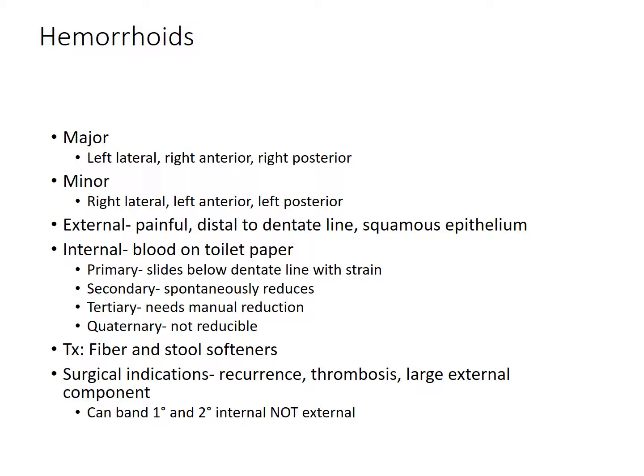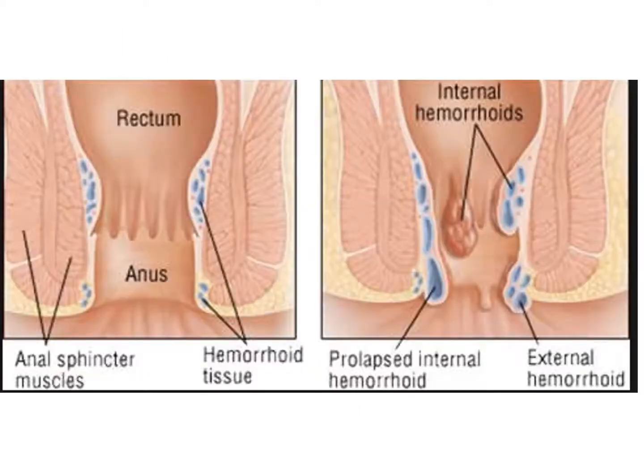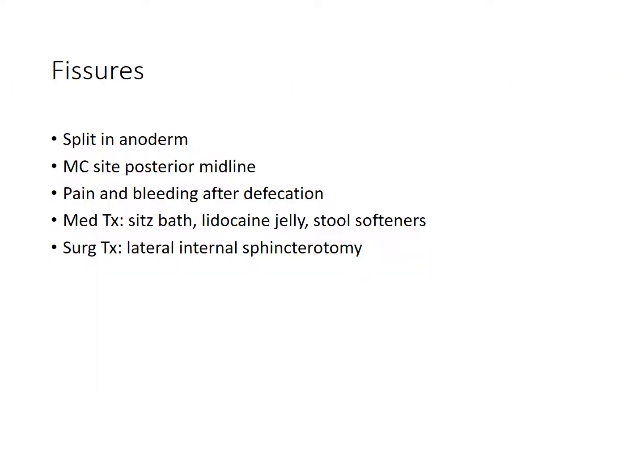Initial treatments, fiber and stool softeners, just try to decrease the pressure required to defecate. Surgical indications for recurrence, thrombosis, large external components. You can band primary and secondary internal hemorrhoids, but you don't want to band any external because it can be excruciatingly painful. So here's your internal hemorrhoids here. External, this is probably a 3 or 4 that made its way out there.